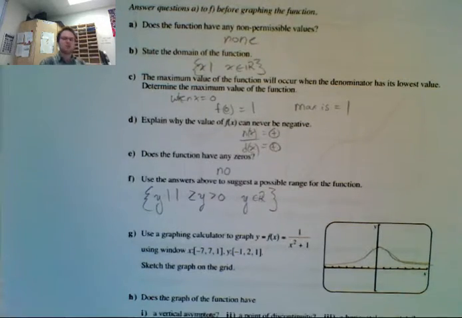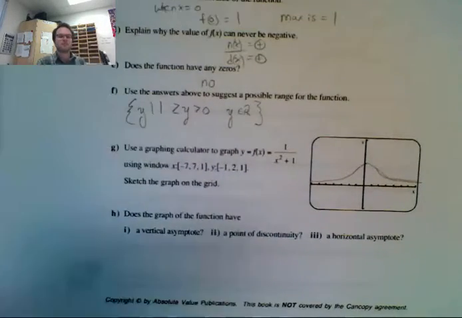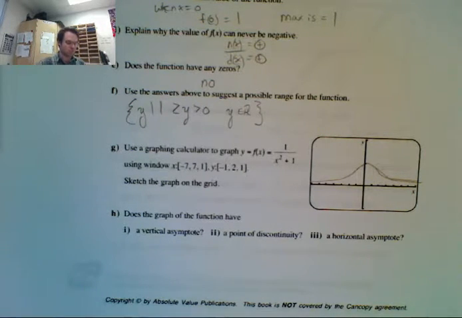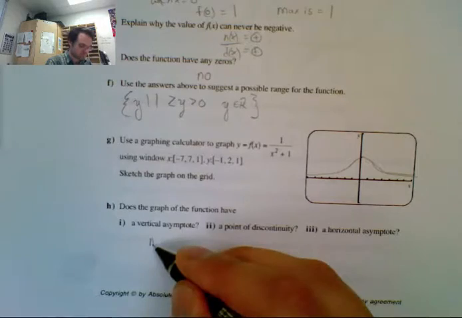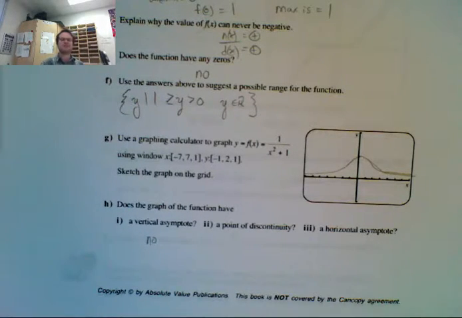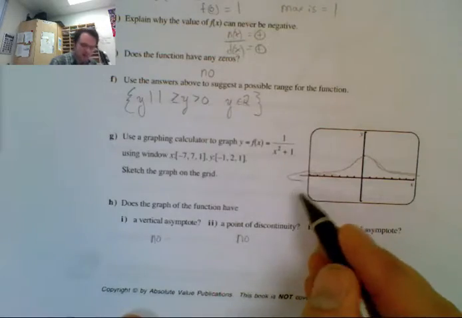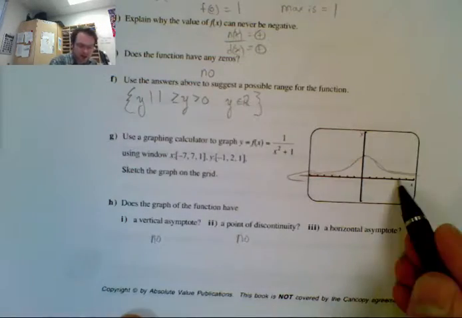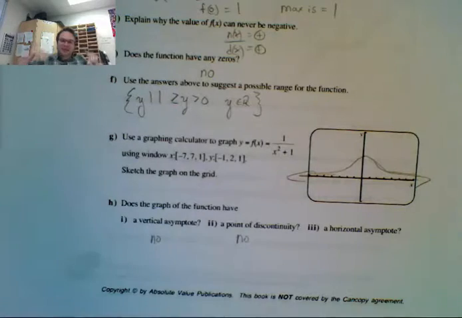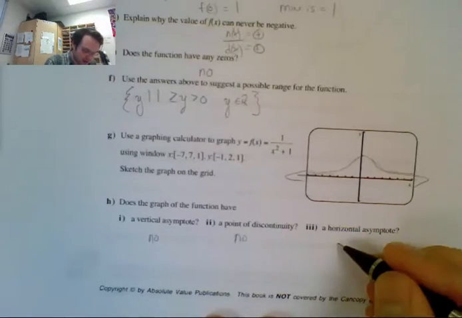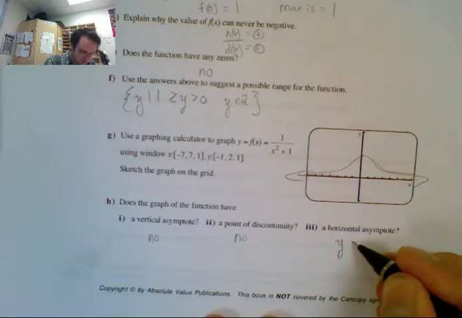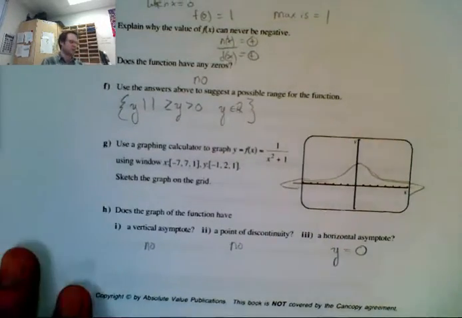Okay, so let's review this a bit more. Does the graph of the function have a vertical asymptote? Nope, none. Does it have a point of discontinuity? Not that we have, none. Does it have a horizontal asymptote? Well, yes. If we look here, it's never going to hit 0 going this way, and it's never going to hit 0 going that way. It's going to get infinitely close, but never quite hit. So yes, y equals 0 is my horizontal asymptote.